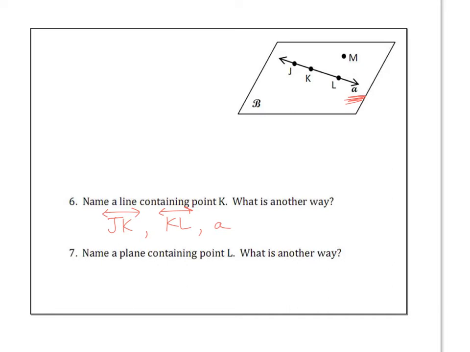Number 7, name a plane containing point L. So we want to name a flat surface that contains this point L. Well, remember, you cannot pick 3 points that are collinear. They have to be not in a straight line. I'm going to choose these 3 points. They're all on that flat surface, so I'm going to call this plane KLM. A lot of times when mathematicians name lines and planes, they put the letters alphabetically. It's not required, but a lot of times you'll see it like that.